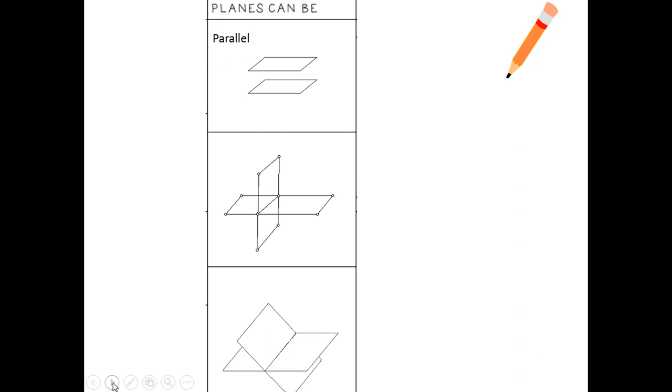They don't intersect, they don't touch. Now, planes could also be perpendicular. Here, planes are touching, and they're going to touch to make that 90 degrees that we've been talking about. And lastly, planes can be just plain old intersecting like this.